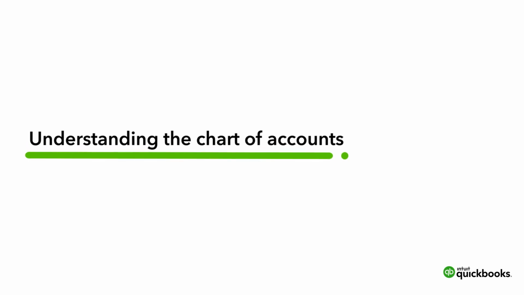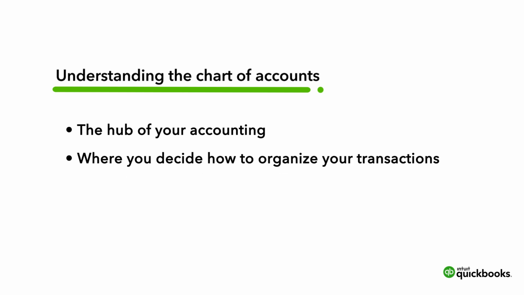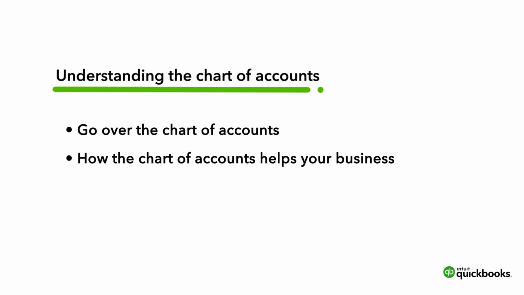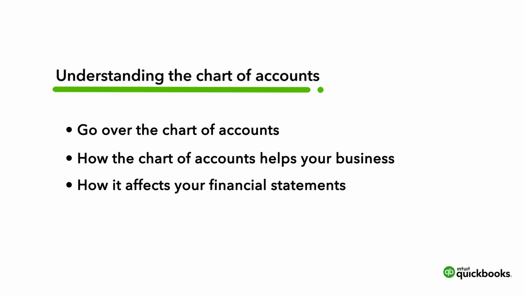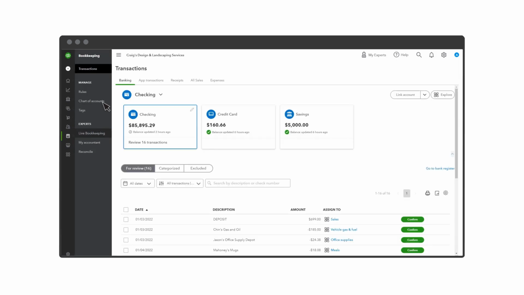The chart of accounts is the hub of your accounting. It's the central place where you decide how you organize your transactions. Every account or category you use in QuickBooks for every transaction comes from the chart of accounts. Let's go over the chart of accounts, how it helps you organize your business, and how it affects your financial statements. To get to the chart of accounts, select Bookkeeping, Chart of Accounts.